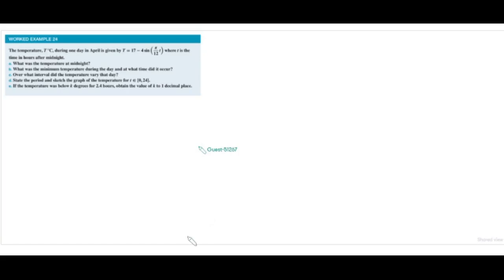So the temperature on a given day in April is given by T equals 17 minus 4 sine pi over 12 t, where t is the time in hours after midnight. What was the temperature at midnight? Okay, so how did you do that one? It'll be when t equals 0. Yeah, so it's just when your small t is 0, right? And then what did that come out to be?